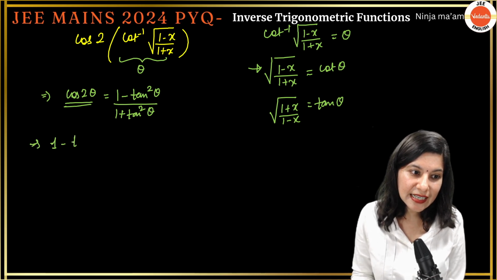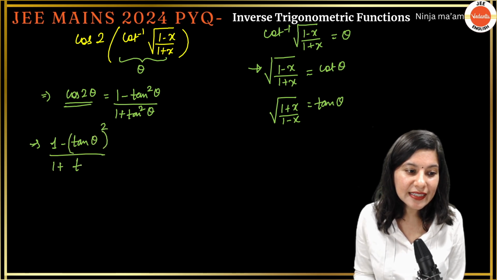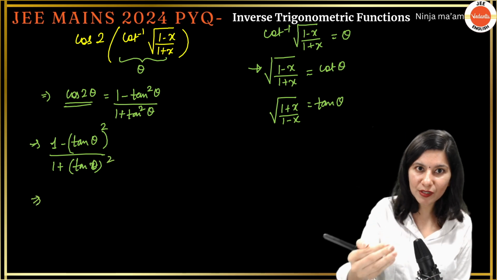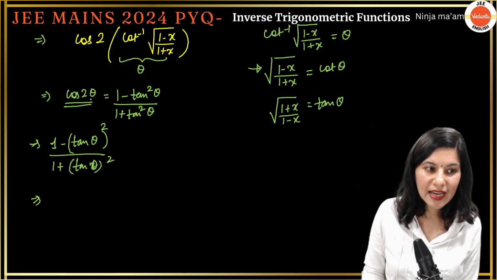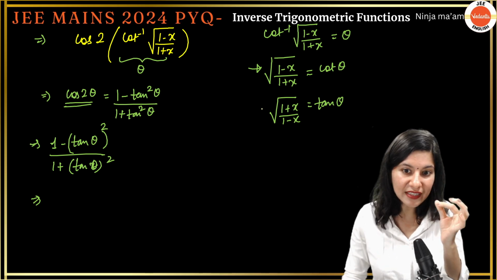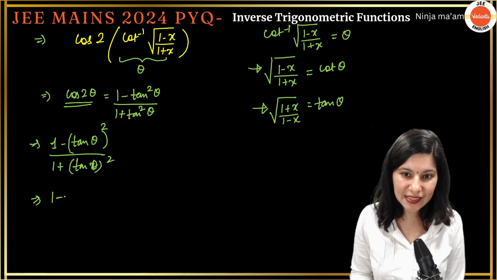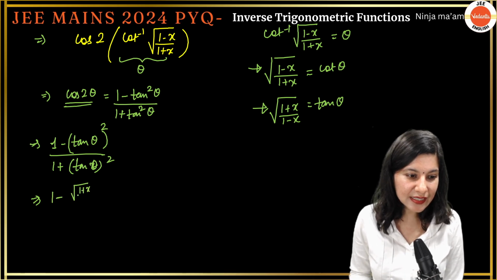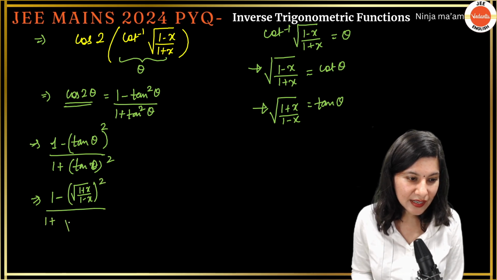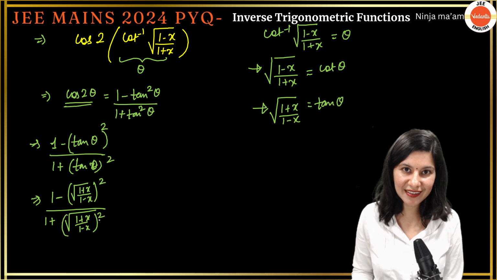1 minus tan theta whole square upon 1 plus tan theta whole square. That's it, right? Cos 2 theta was the original question and cos theta is this. Now we are just here to put the value of tan theta from here. Can I do that? Yes, definitely, right? So 1 minus square root 1 plus x upon 1 minus x whole square, correct? Upon 1 plus square root 1 plus x upon 1 minus x whole square, right?